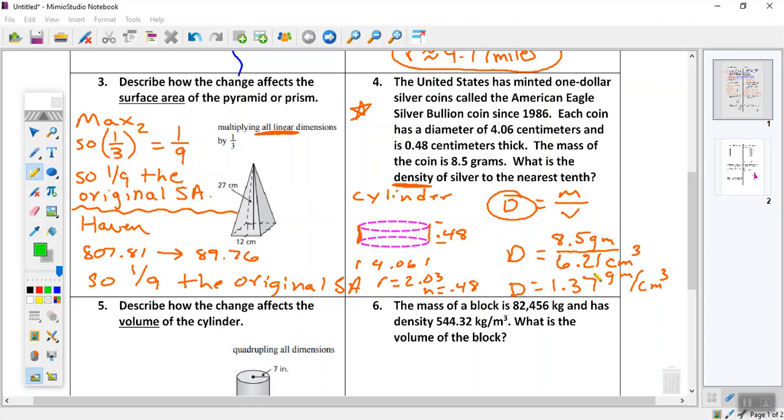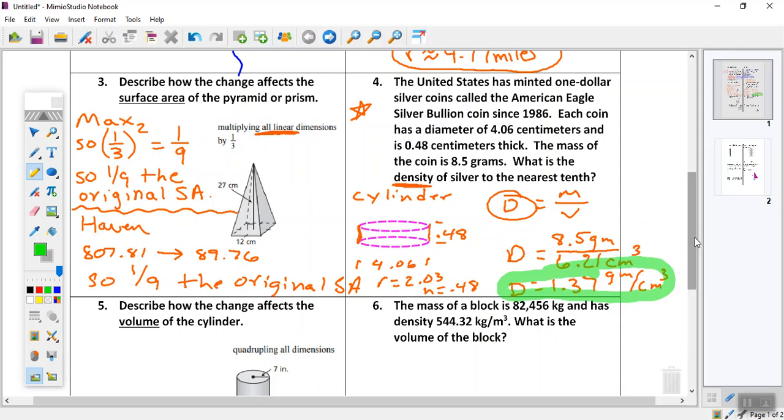So this is what we should have for a solution right here. By the way, kids, the density of water is 1. Would this coin sink or float if I threw it in? Sink. What would your reason be? It's heavier than water. It's more dense than water. Things that are more dense are going to sink. Okay? All right. Very good.